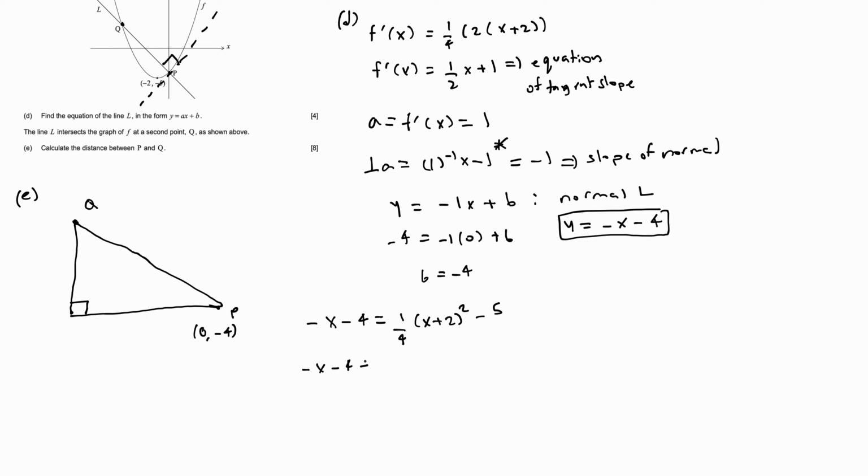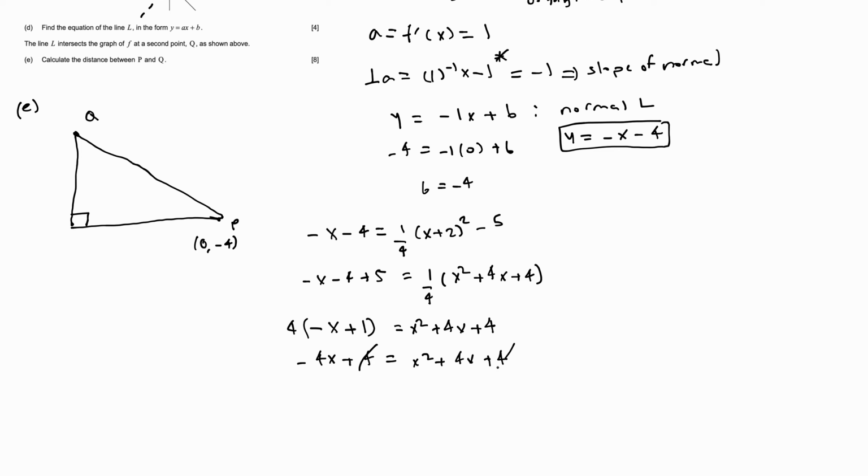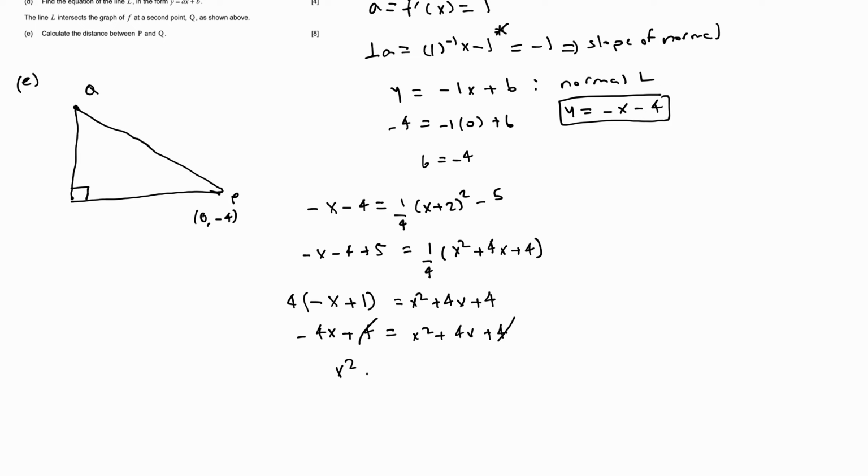-x minus 4 plus 5 is equal to 1/4 times x squared plus 4x plus 4. I just expanded this term right there. That comes next: -x plus 1 times 4 must be equal to x squared plus 4x plus 4. So that's -4x plus 4 is equal to x squared plus 4x plus 4. Now what will I see? This 4 and this 4 will cancel, so I'm left with x squared plus 8x is equal to 0.